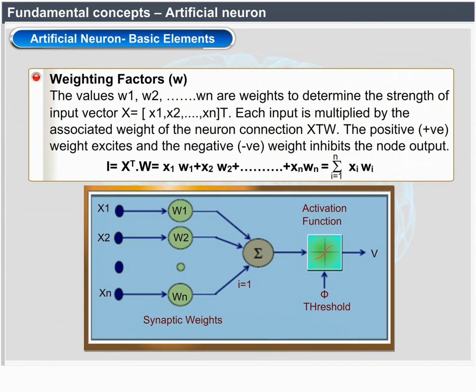Weighting factors. The values W1, W2 to Wn are weights that determine the strength of input vector X = [x1, x2 to xn] transposed. Each input is multiplied by the associated weight of the neuron connection X transpose W. The positive weight excites and the negative weight inhibits the node output. I = X transpose dot W = x1w1 + x2w2 + ... + xnwn = sigma i=1 to n of xi wi.